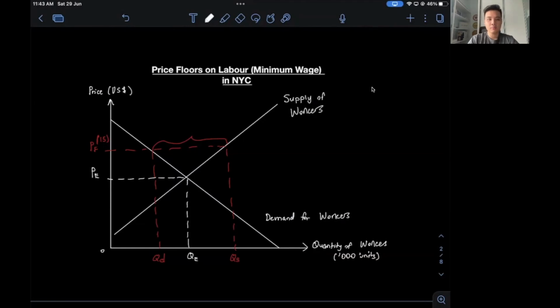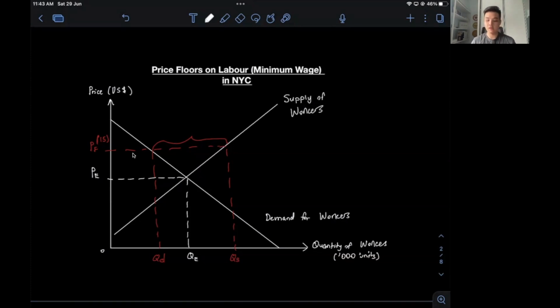Hey friends, price floors are a legal minimum price for a particular good or service. So why do we need a legal minimum price? It's because the good is usually so cheap that the government needs to step in to set a legal minimum price to protect producers. So price floors are usually set to ensure that certain producers have enough income to make ends meet.